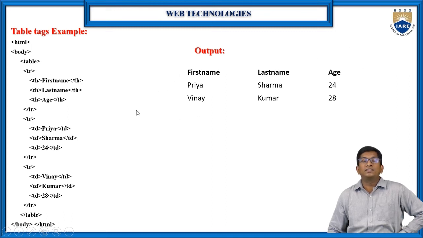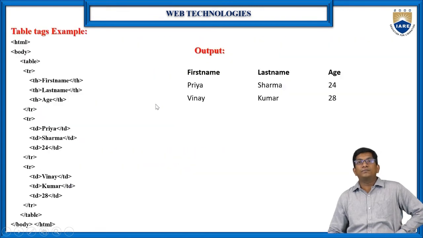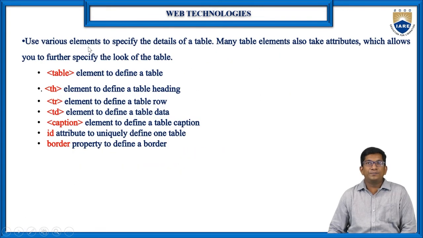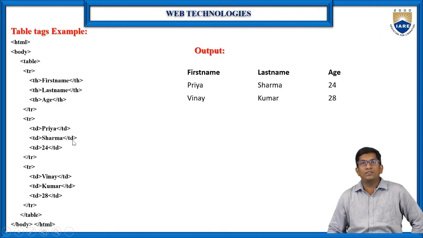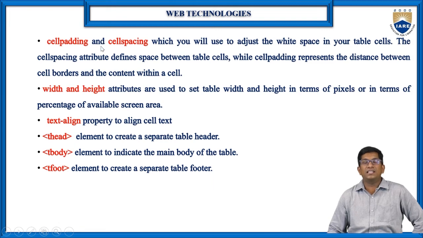So the table tag has many attributes. Various elements are used to specify the details of a table. Many table elements also take attributes which allow you to further specify the look of the table. So we have different table elements: table, th, tr, td, caption, id, border. Other than this, you can also use cell padding and cell spacing.